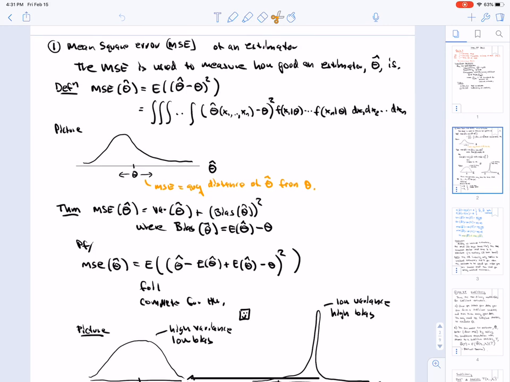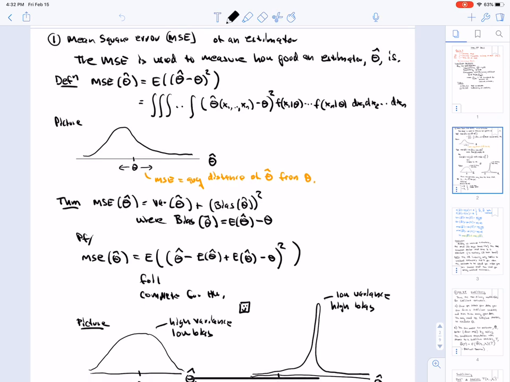So, mean square error of an estimator. The mean square error is used to measure how good an estimator theta hat is. By definition, it's the expectation of the average distance between the estimator and its true value. So we can write this as a multiple integral of this difference squared times the joint density, which factorizes.